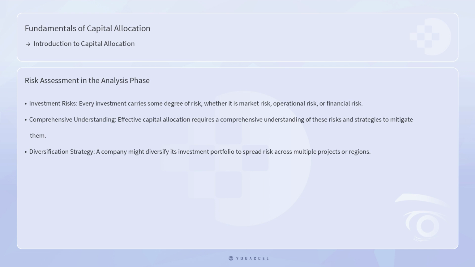Risk assessment is another crucial component of the analysis phase. Every investment carries some degree of risk, whether it is market risk, operational risk, or financial risk. Effective capital allocation requires a comprehensive understanding of these risks and the development of strategies to mitigate them. For instance, a company might diversify its investment portfolio to spread risk across multiple projects or regions, thereby reducing the impact of any single adverse event on the overall business.